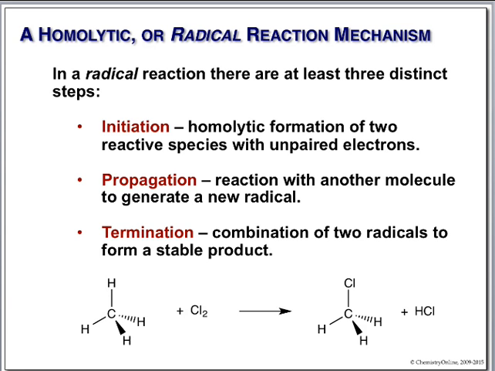The reaction we're doing is this. Once again, we have methane. We're going to take chlorine. Usually we need light or something as a catalyst. And we're going to make chloromethane and HCl.